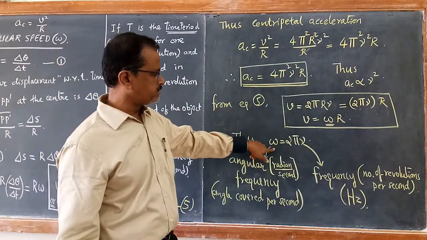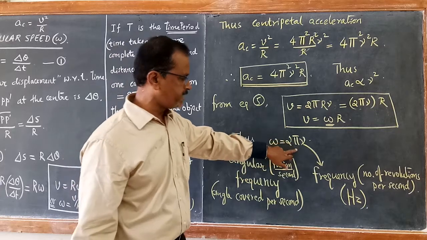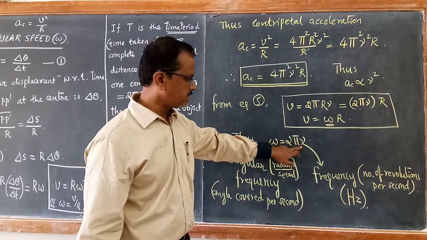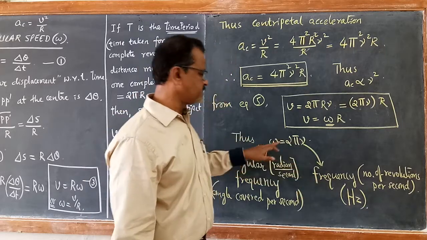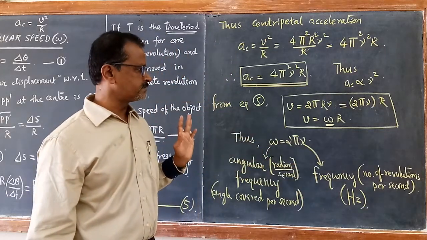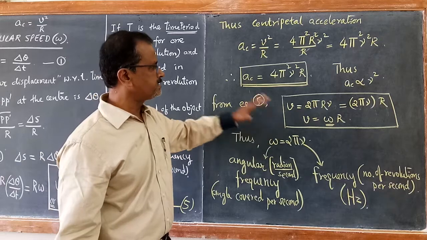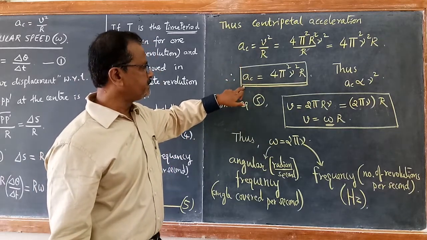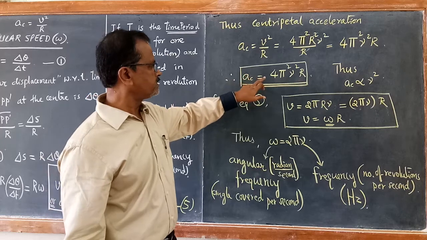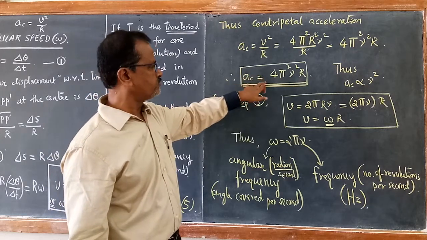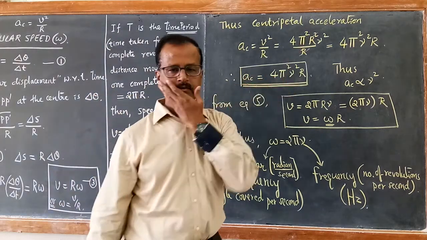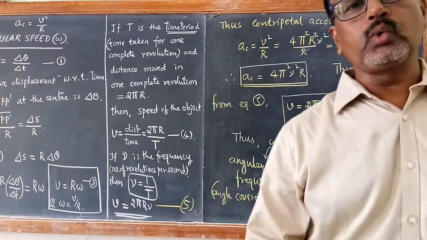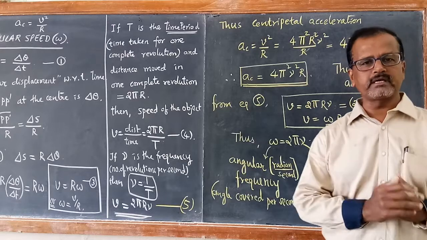So one more relation. Angular frequency is equal to 2 pi nu, because nu is the linear frequency, omega is angular frequency. So this is all evident from these equations. The main point to be noted here is the centripetal acceleration, which is denoted by a_c. a_c equal to 4 pi square nu square r. The meaning of all these equations we will come to know only when we solve the numerical problems.